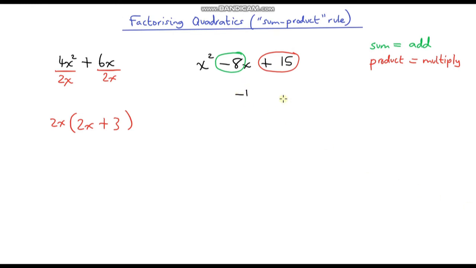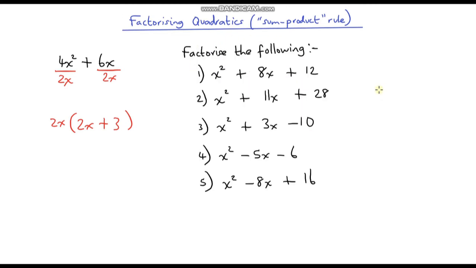So we could have -1 and -15. That would give us +15. But that's not going to give us -8. The other one we could have is -3 and -5. -3 multiplied by -5 is +15, and -3 minus 5 is -8. So these are our two numbers that we're going to use. So to factorise this, we'll be left with x minus 3, and then our other bracket is going to be x minus 5. And just like before, if you want to check my answer, if you want to verify this, you can expand the brackets and then simplify, and you should be left with this original expression here.